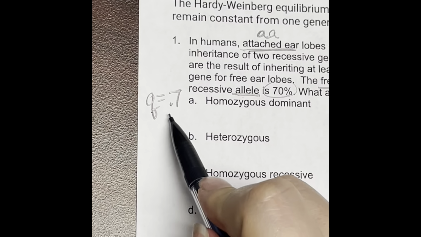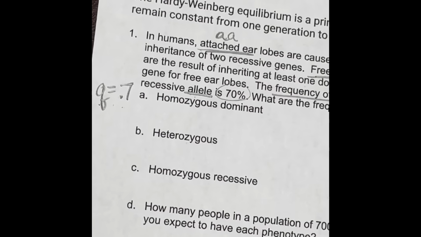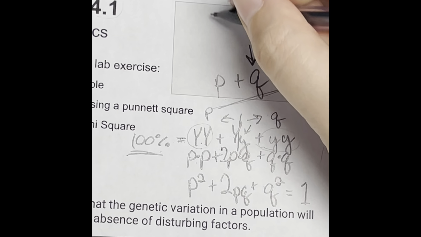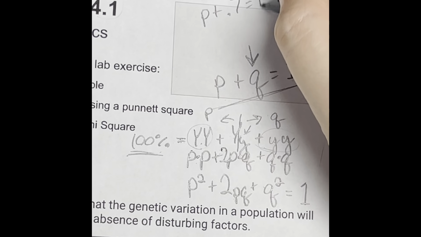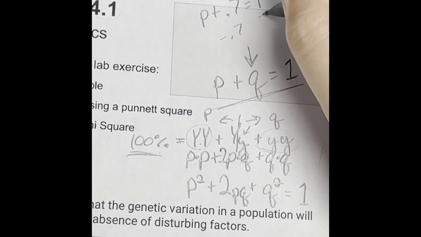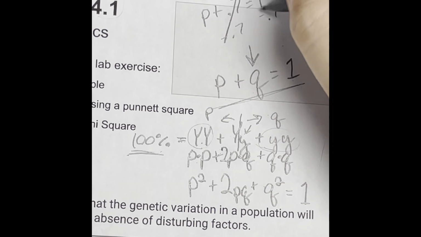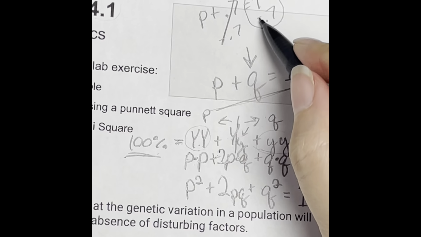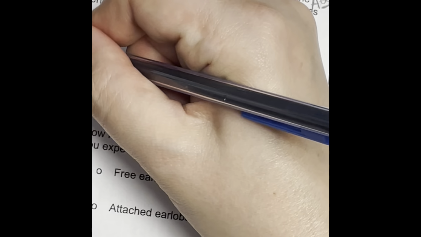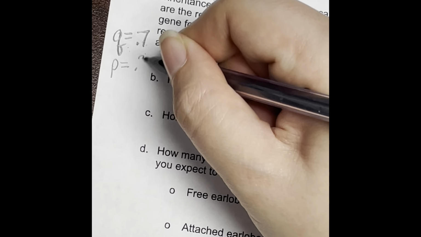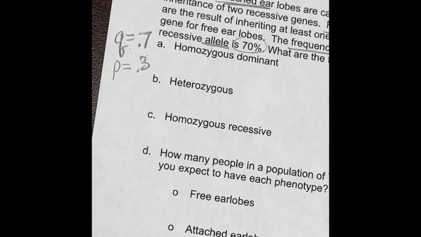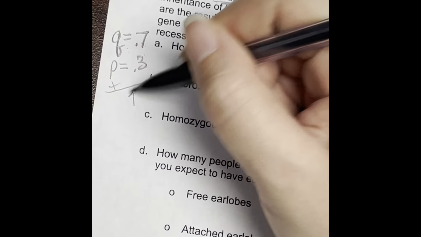Now, I can easily find P because I know that P plus Q is equal to 1. If P plus 0.7 is equal to 1, all I'm going to do is subtract 0.7 from both sides. That cancels out, and I end up with 1 minus 0.7 is equal to P, or P is equal to 0.3. We can double check our answers because they should add up to equal 1, which they do. If I add these together, it equals 1.